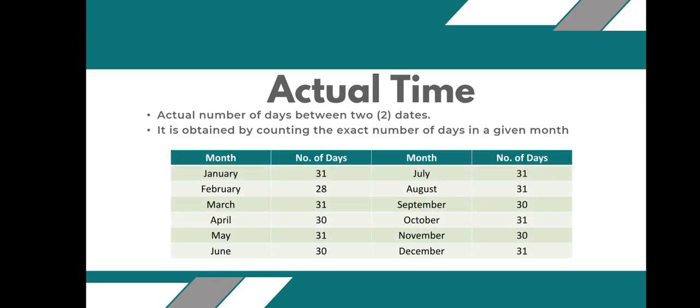So, here is the table para sa actual time. We have here the month and the number of days. So, yan, for January, yung actual time or yung exact number of days ng January is 31. So, kung ano yung accepted by the law, or accepted ng lahat. Yan, actual time yan siya. Kung ilan yung number of days talaga na nasa isang buwan.